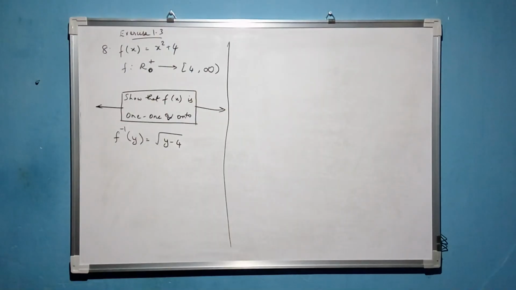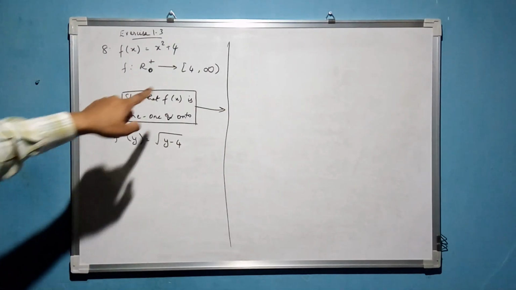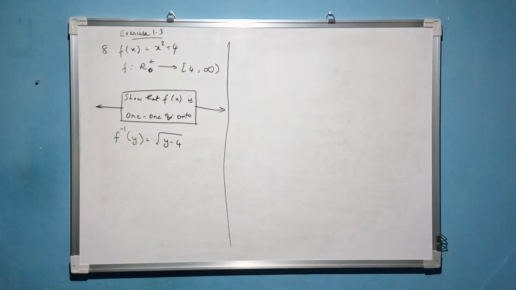The 8th question given here is a function f from R0 plus, that is all the non-negative real numbers, to 4 to infinity. That is the given codomain. That needs to be the range also, because it is going to be an invertible function.